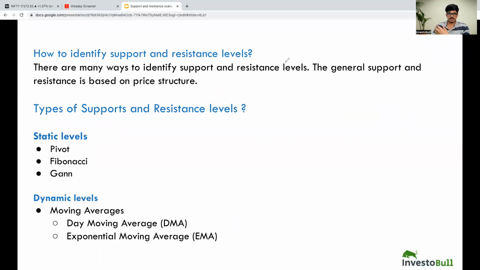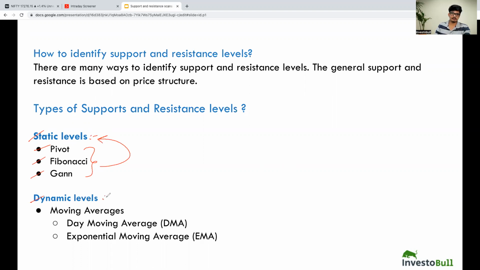There are different types of support and resistance levels. Let's discuss those different levels. The first kind of level is the static level, and the other kind is the dynamic level. What are the different types of static levels? The first ones are pivot levels, Fibonacci, and Gann. These levels are called static levels.